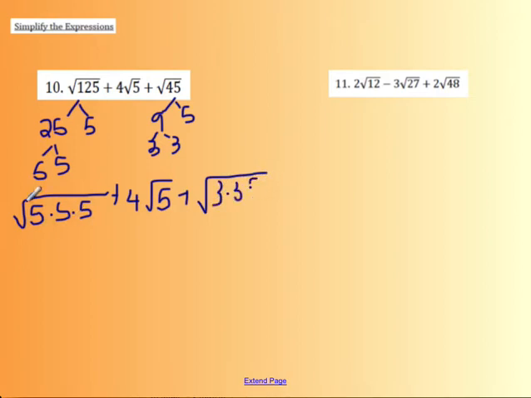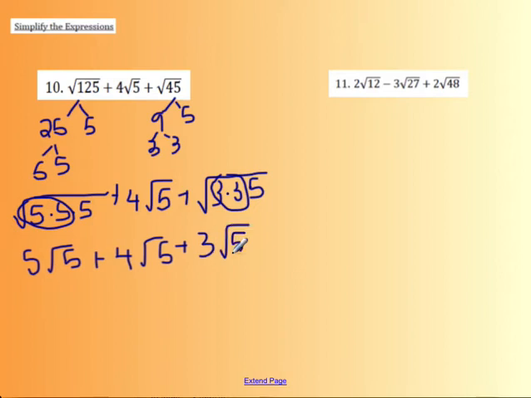So out of this first radical, I can take out a pair of 5s. So then I have 5 square root of 5. Then I'm going to keep that 4 square root of 5 the same. Then out of my second group, I can take out a pair of 3s. So I'm going to have plus 3 square root of 5. And now I can add all of those together. 5 plus 4 plus 3, that's going to give me 12 square root of 5. And that's my final answer for number 10.